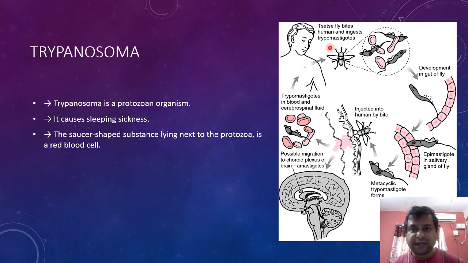It bites the human, and thereafter a good part of the life cycle is completed within the human being who has been bitten by that particular fly. The fly acts as a vector, as in a carrier of those trypanosomas, and when it bites, it injects the trypanosomas into the human, and then you see development happens within the human system. Finally, the trypanosomes migrate to the brain, where they affect the brain.